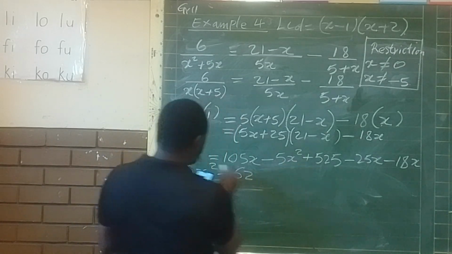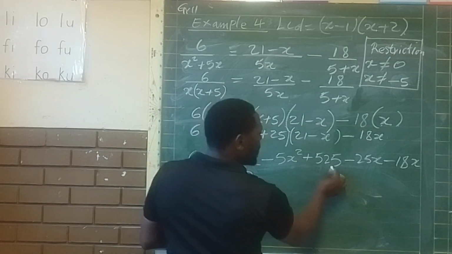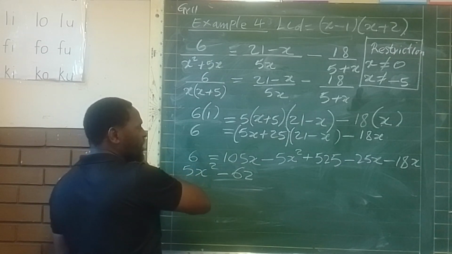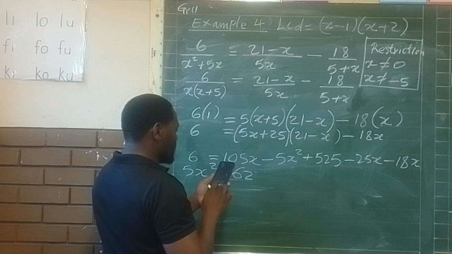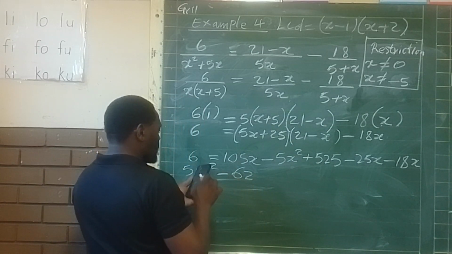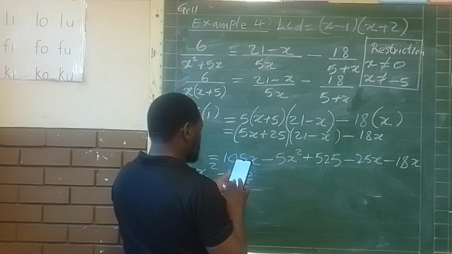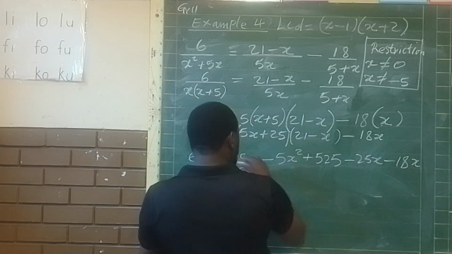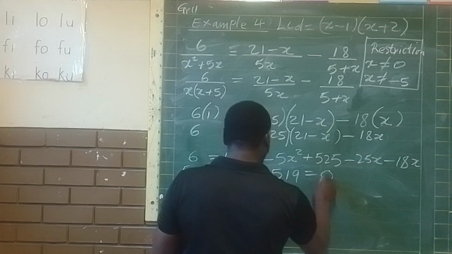There is a 6 here, which is already on the left hand side. We take 525, we bring it on the left hand side, it becomes negative. So it's 525 minus 6. It's 519. It is negative 519 equals to 0.